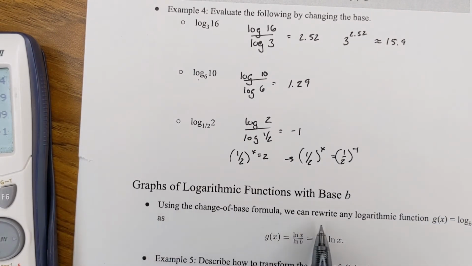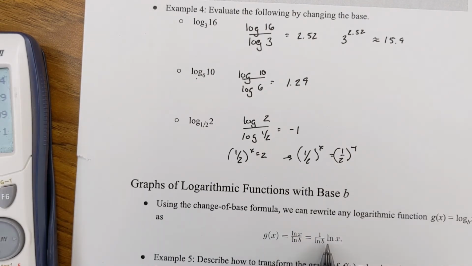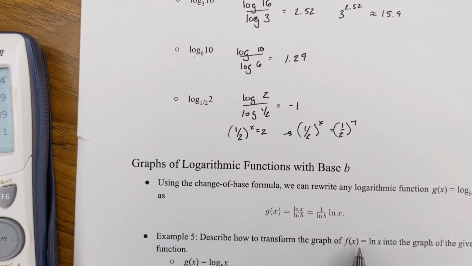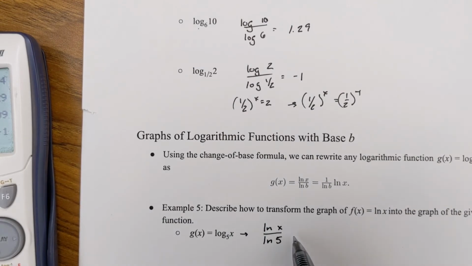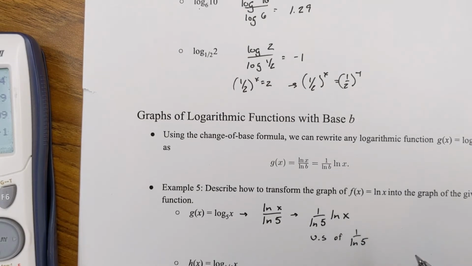Okay, so using the change of base formula, you can rewrite any logarithmic function, log base b of x, as some multiplier of a logarithm. Describe how to transform the graph of ln x into the graph of the given function. So we're going to rewrite this using change of base as ln x over ln 5. And then we're going to rewrite that so that we have our constants. So that's a vertical stretch of whatever 1 divided by the natural log of 5 is. I'm not going to work it out, some goofy decimal.